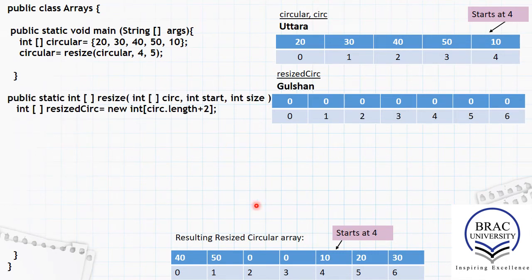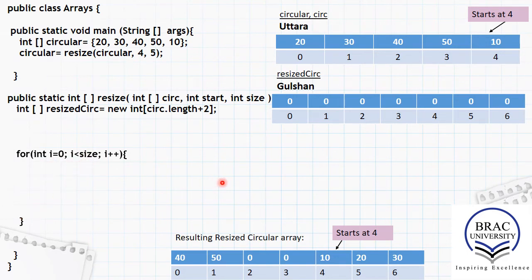Now let's try to think about the loop. Inside the loop, I will be copying the values from the array Uttara stored in circ to the array named resized circ, where the reference is Gulshan. So I'll copy the values from Uttara to Gulshan, and in order to do that, I will have to run my loop. Now how many times should my loop run? Since there are 5 values, my loop should run 5 times. So I've created a loop that runs size many times because size many values have to be copied.